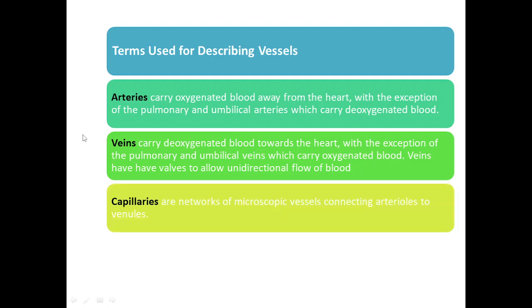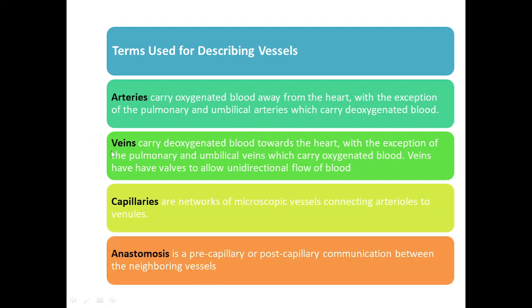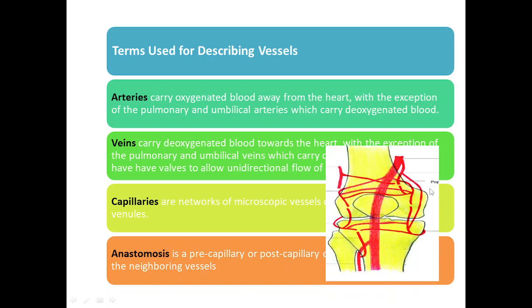We have capillaries. They are microscopic vessels connecting arterioles to venules. Anastomosis is a precapillary and a postcapillary communication between the neighboring vessels. This is anastomosis. These are precapillary vessels and these are postcapillary vessels.